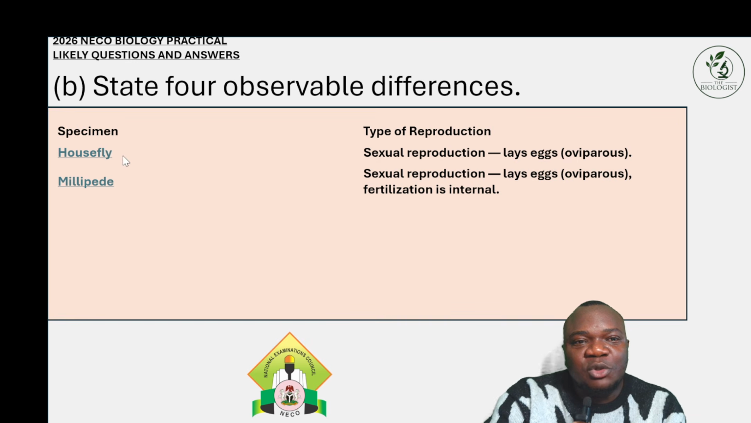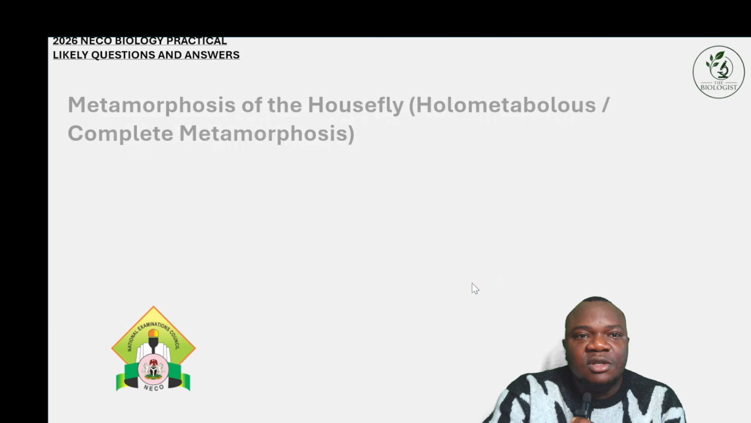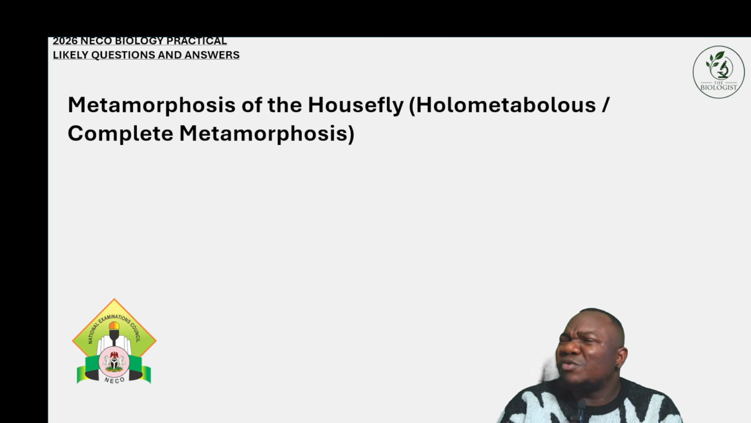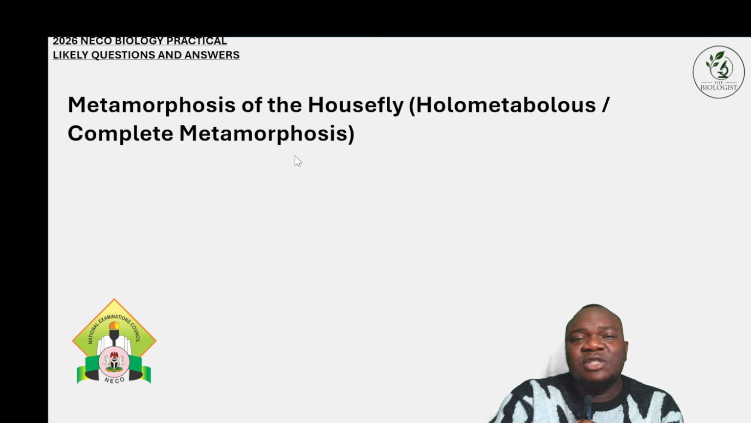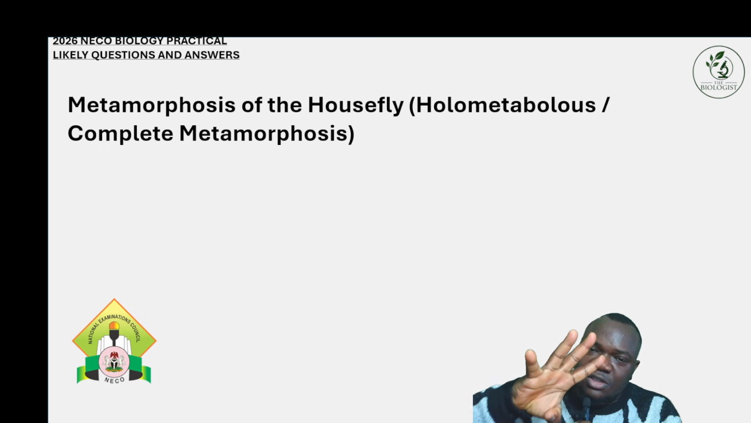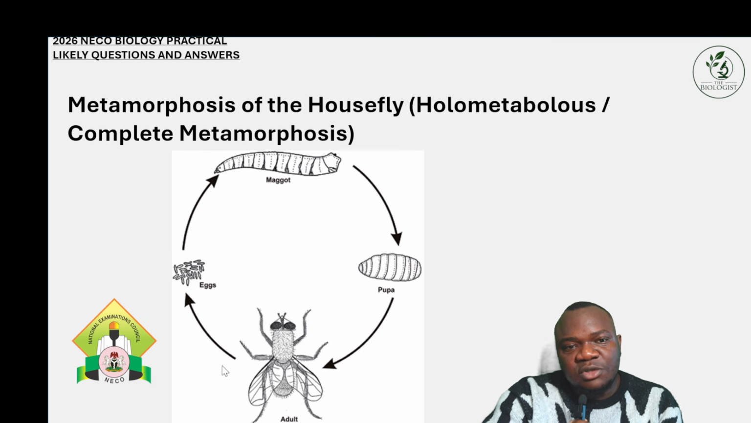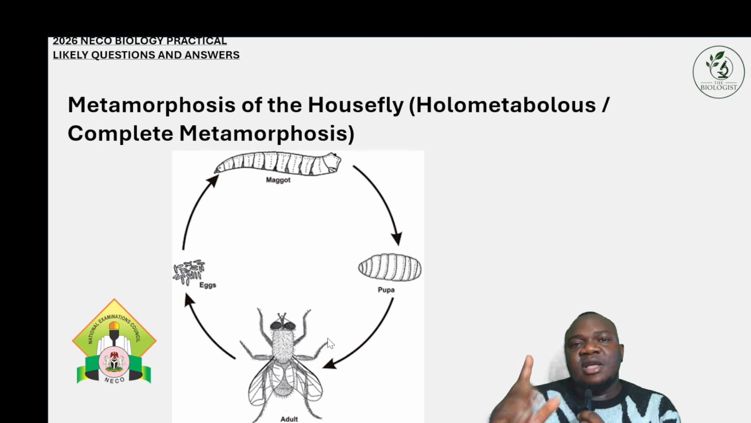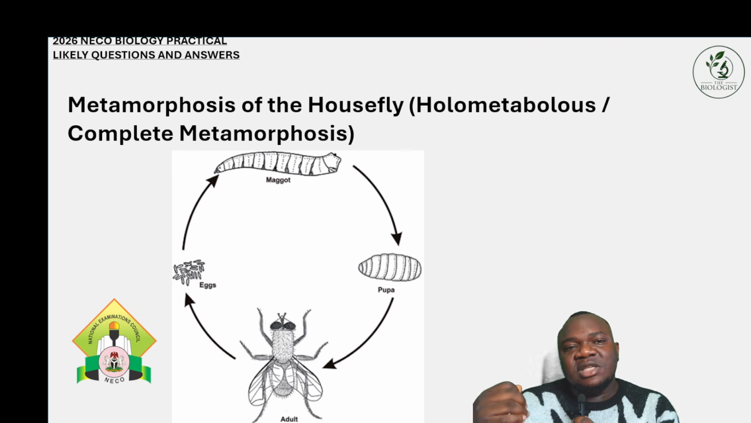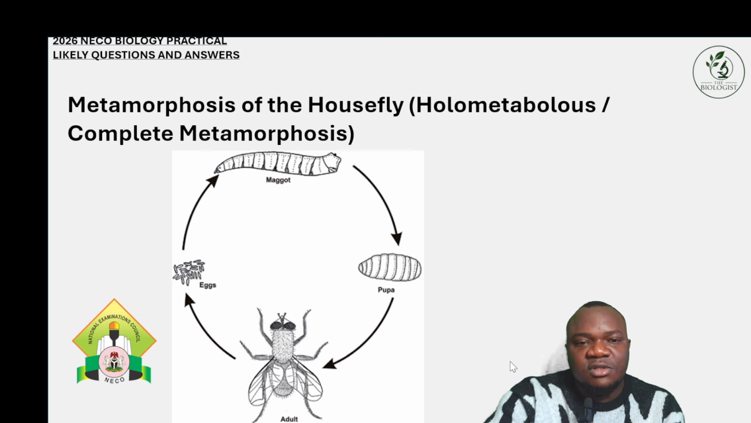So types of reproduction for housefly and millipede, they're both sexual reproduction, both of them lay eggs, and both of them are oviparous. Okay. Then metamorphosis. So you cannot talk about housefly without making reference to metamorphosis. It's not possible. So the metamorphosis is complete. Why is it complete? Because it passed through the four stages. Okay, and these are the four stages. You have the eggs. So the eggs metamorphose to maggots. From the maggots to the pupa, from the pupa towards the adults. So these are the four stages. So because housefly undergo these four stages, they are said to have complete metamorphosis.